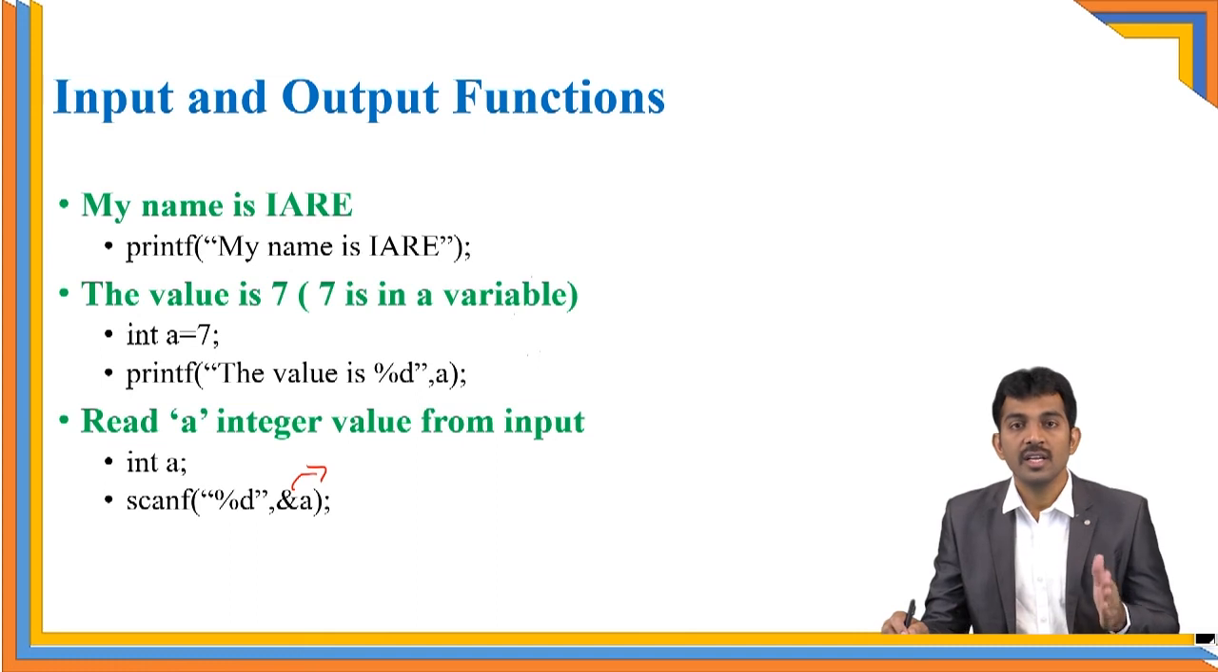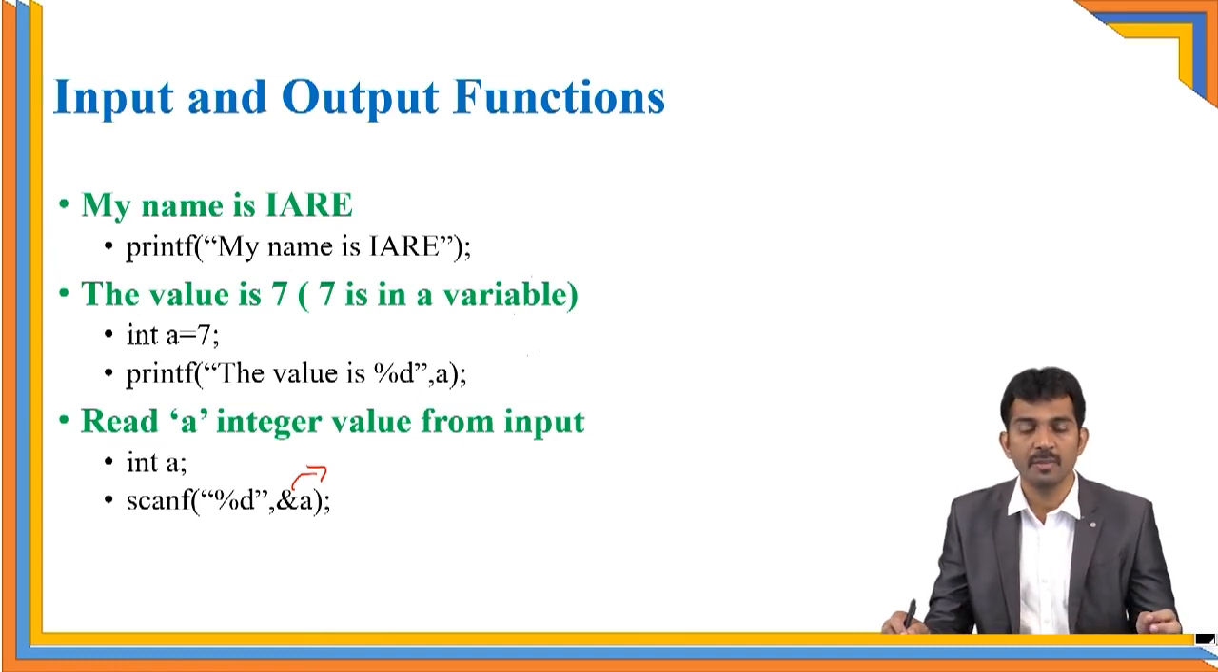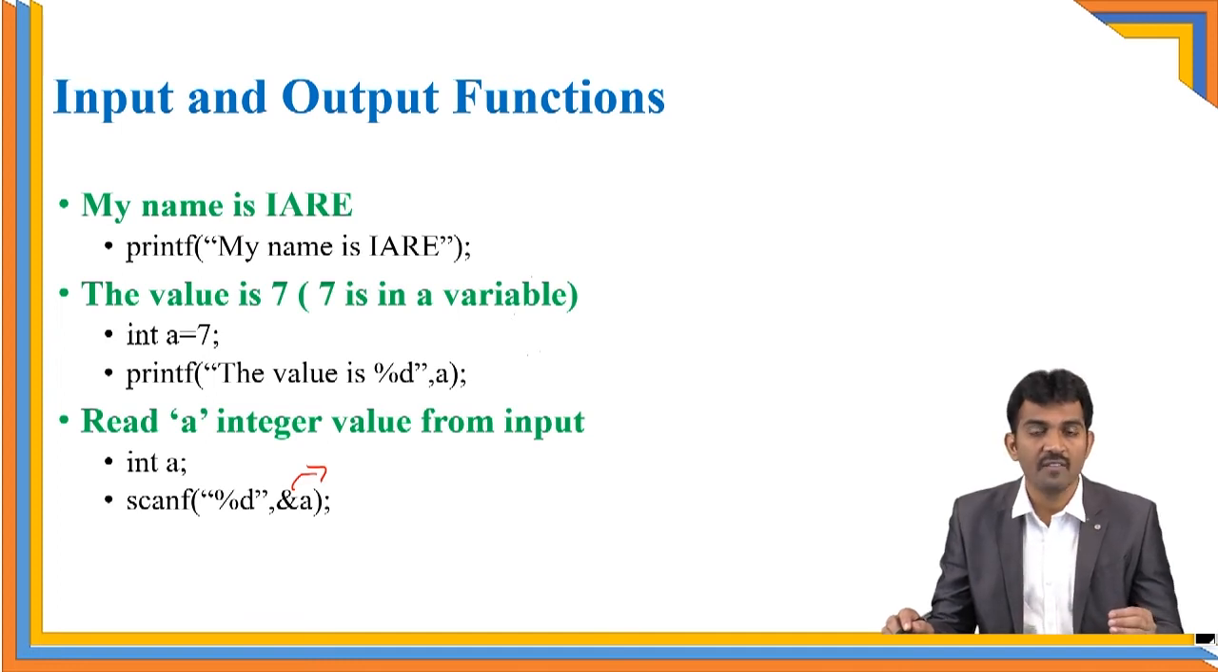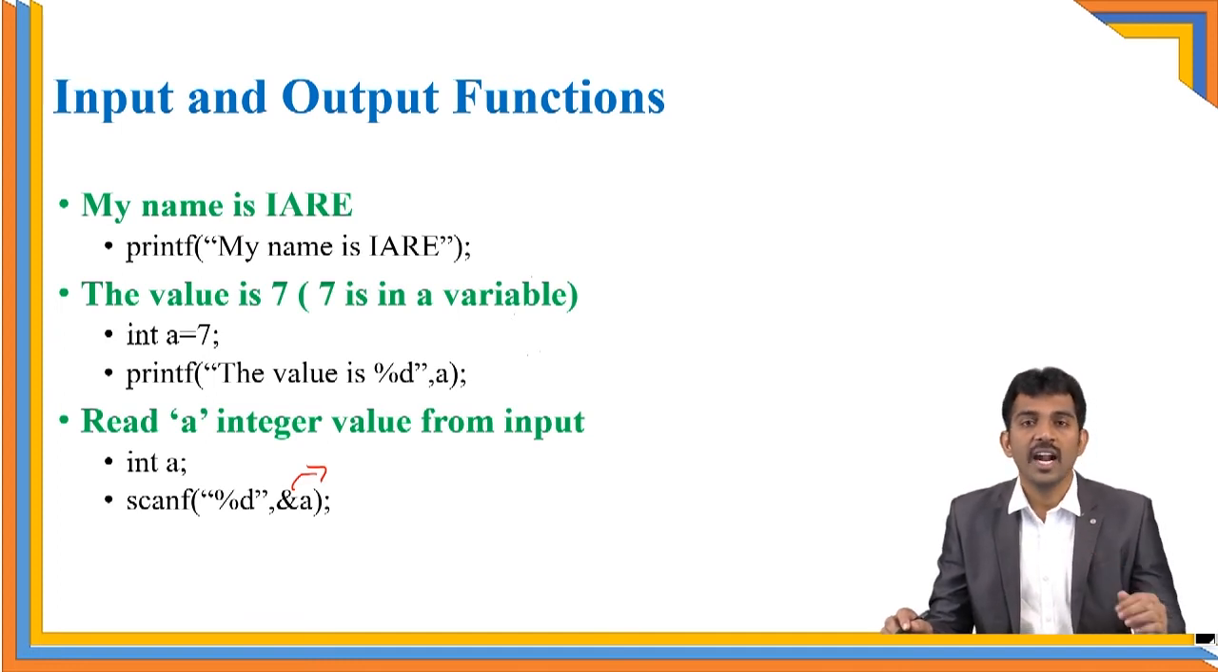Input and output functions. The input function is to read data, that is scanf. The output function is the printf statement. By using the printf statement, you are going to print your data onto the console. That is the main difference between printf and scanf. These are the statements you are going to use in every program for reading and writing. Both functions are available in the standard library, that means the stdio.h library. Is this clear?